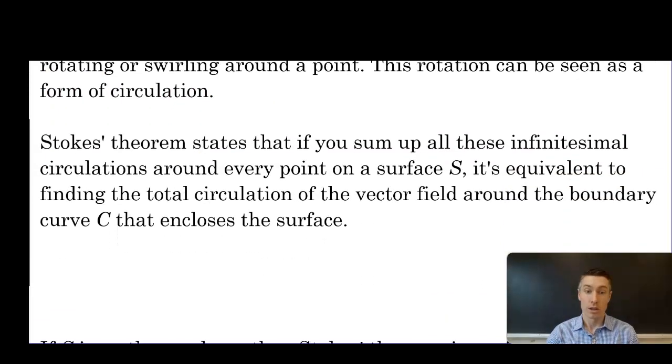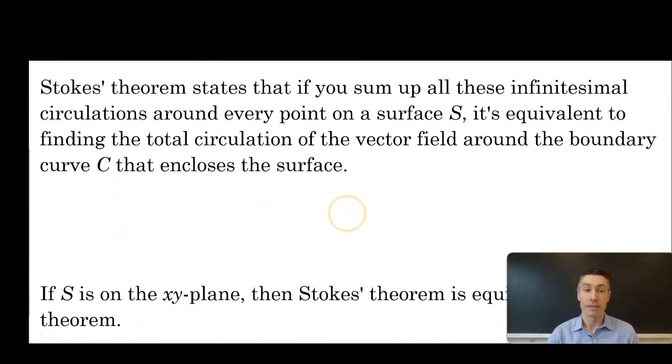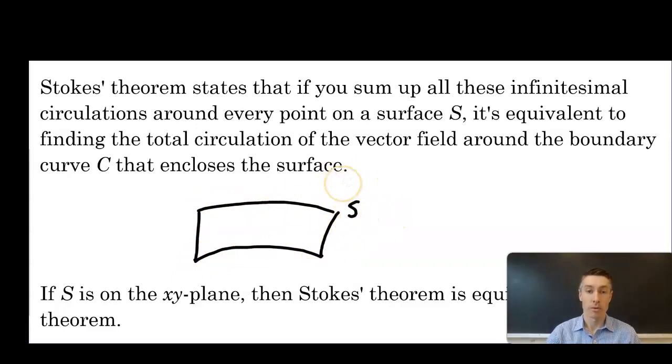So Stokes' theorem states that if you sum up all these infinitesimally small circulations around every point on a surface S, it's equivalent to finding the total circulation of the vector field around the boundary curve C that encloses the surface. Now, to make a little more sense of this statement, let's draw another picture. We'll draw a different surface. So we have a surface in space here, and then there's some sort of vector field going on here.